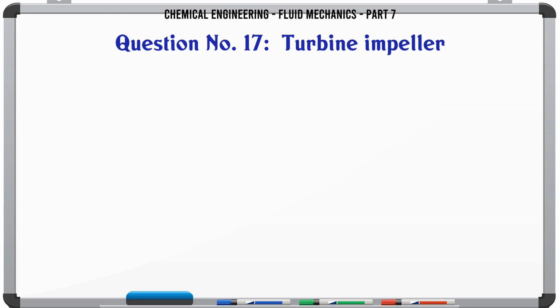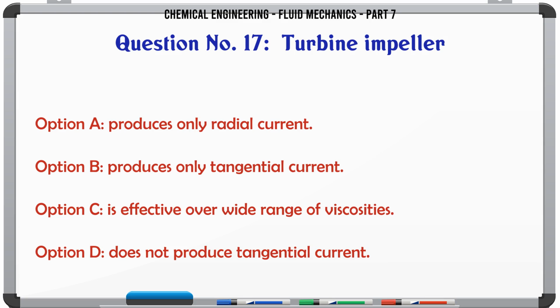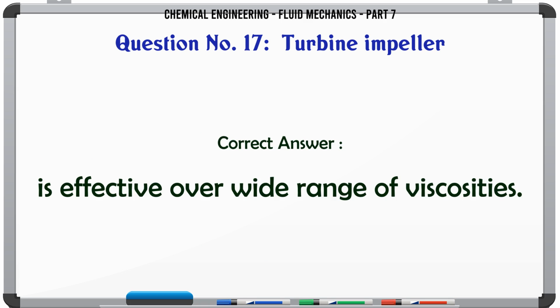Turbine impeller. A. produces only radial current. B. produces only tangential current. C. is effective over wide range of viscosities. D. does not produce tangential current. The correct answer is effective over wide range of viscosities.